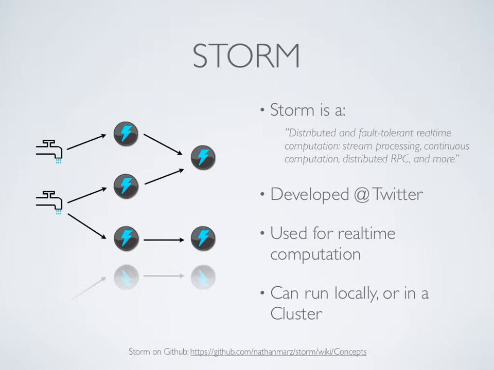Now that we've replicated this real-time data stream, we can use the tool we're interested in for this project: Storm. As it says here, Storm is a distributed and fault-tolerant real-time computation system: stream processing, continuous computation, distributed RPC, and more. It's a mouthful, but basically, as I mentioned before, it's used for processing real-time, large data streams.